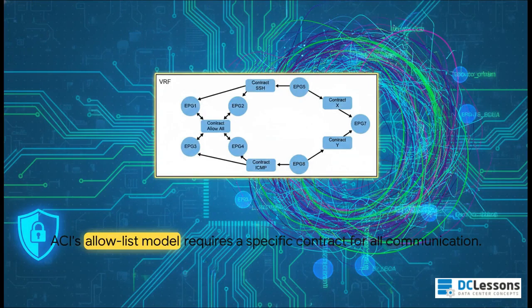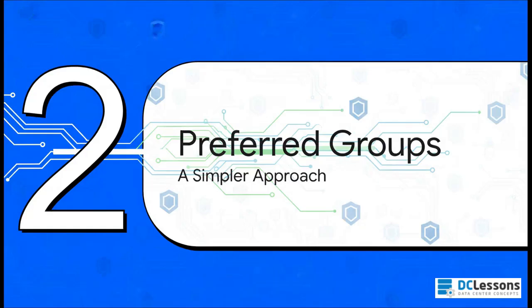This diagram here perfectly shows ACI's default security posture in action. It's what we call a zero trust or allow list model, which is absolutely excellent for security. The rule is simple: nothing can talk to anything else without an explicit contract. But just look at this web of connections. As you add more endpoint groups, or EPGs, which are just containers for your app endpoints, the complexity explodes. For a few EPGs, it's manageable. For hundreds, it can feel like a total nightmare. So how do we fix this mess?